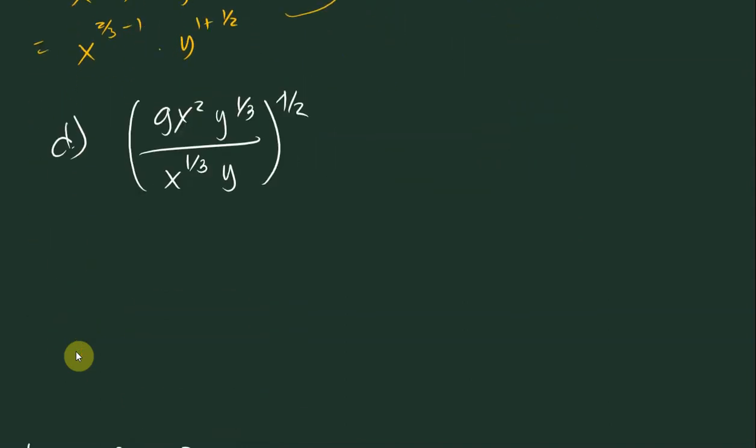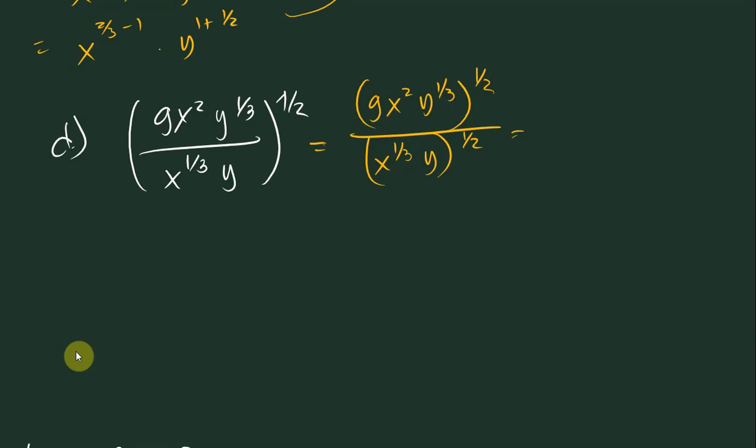Then for the last example for this video, let's rewrite this first. The best thing to do again is to rewrite this first from the law of exponents. We have the quantity 9 x squared y raised to 1 third, raised to 1 half, all over x raised to 1 third and y raised to 1 half. Okay, so let's distribute the 1 half. So 9 raised to 1 half, then x to the 2 times 1 half, then y to the 1 third times 1 half. And then we have x raised to 1/3 times 1/2, and then y raised to 1/2.